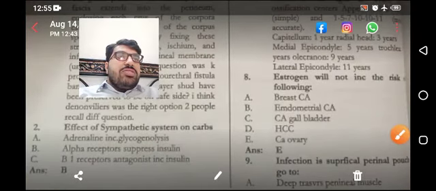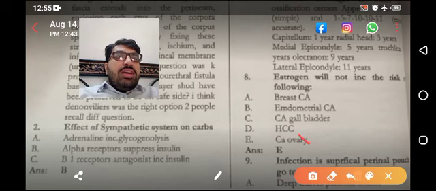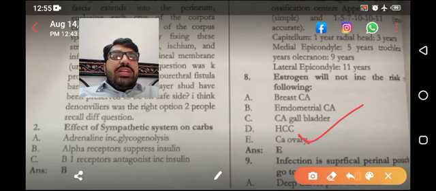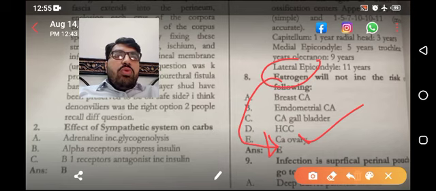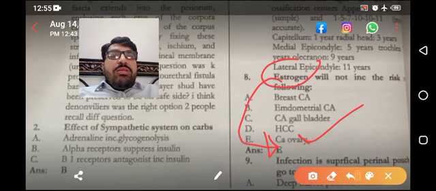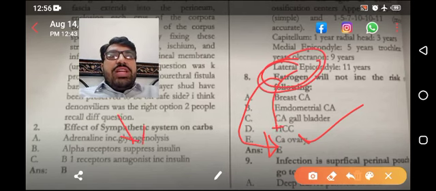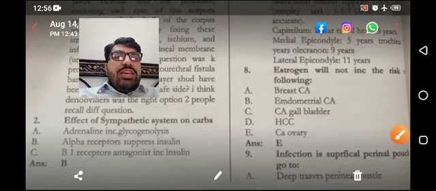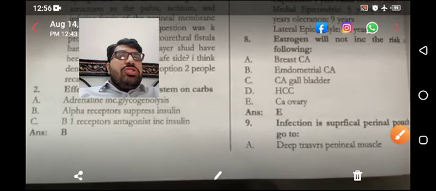Estrogen will not increase the risk of CA ovary. If that is not in the option, then CA gallbladder. It is said that estrogen has a protective role for CA ovary, because whenever you are giving estrogen, it causes decreased ovulation. So decreased ovulation has a role in protection of CA ovary. So the answer E is right. Reference is MRCOG part 2.